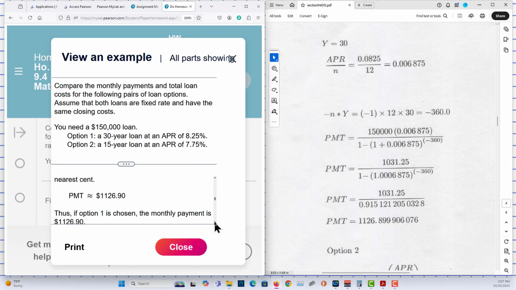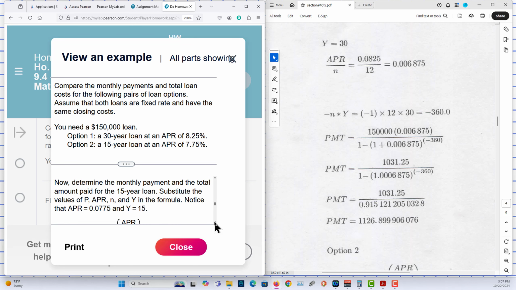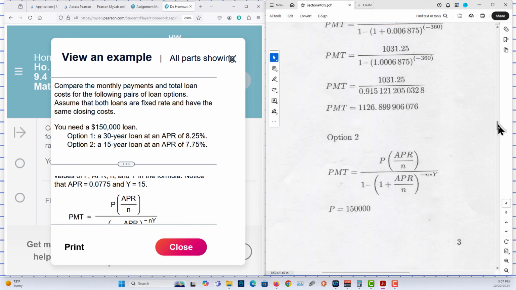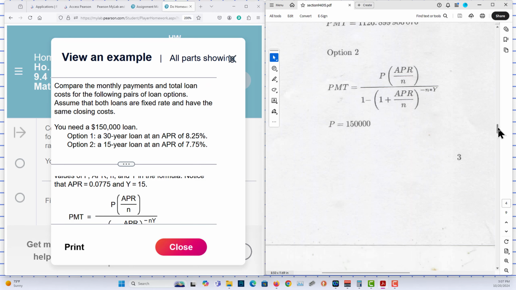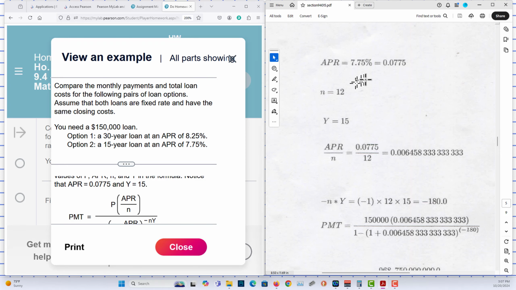So the payment for option one is $1,126.90. Then they do option two. What will the payment be for option two? So there's our formula, and P is 150,000, and there's APR at 7.75%. N is 12, Y is 15. APR divided by N is this value, and a negative N times Y is a negative 180.